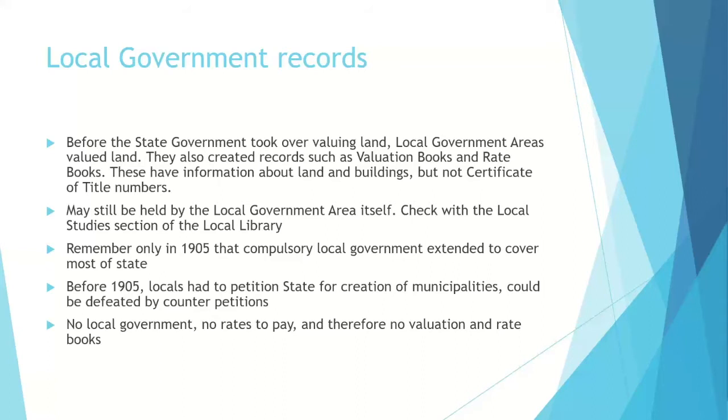Before 1905, locals had to actually petition the state to be allowed to create a municipality. And if enough people got up a petition against a municipality, then nothing happened. Some people didn't want local government because it meant they didn't have to pay rates. But it also means if there's no local government, there's no valuation and rate books for us to research from.